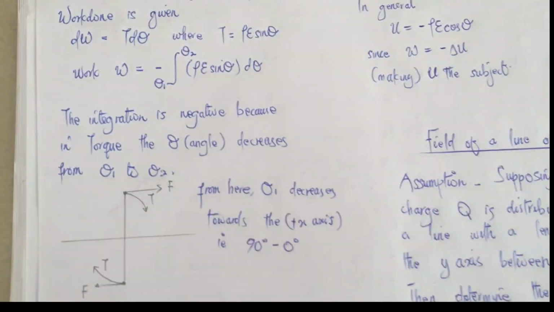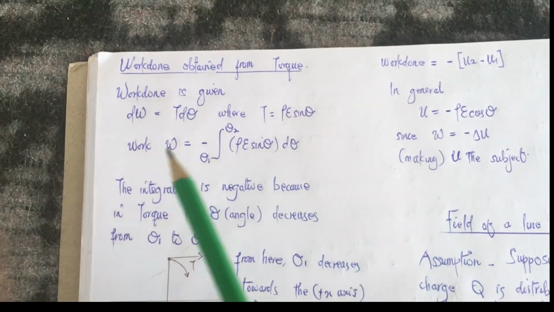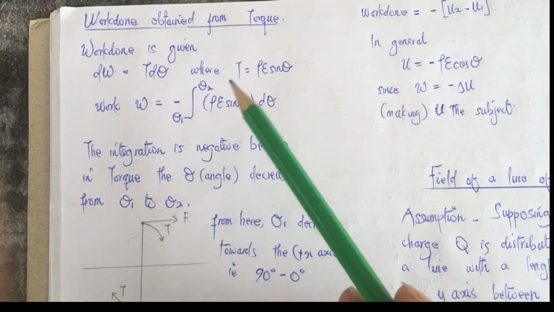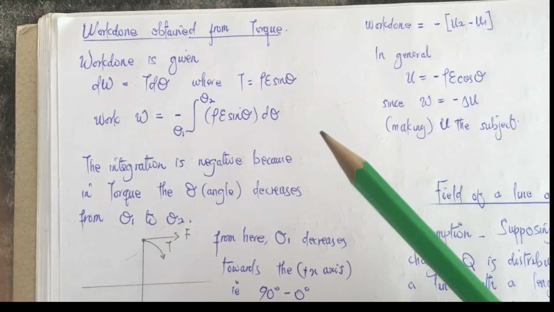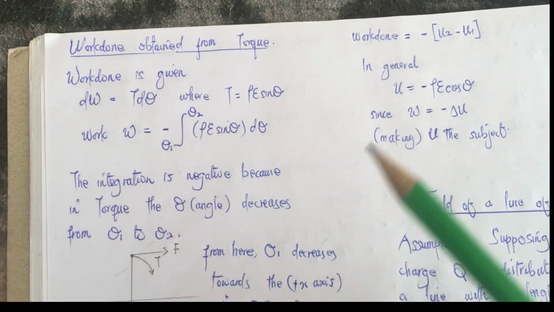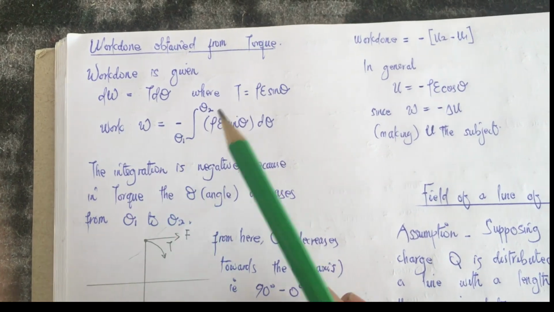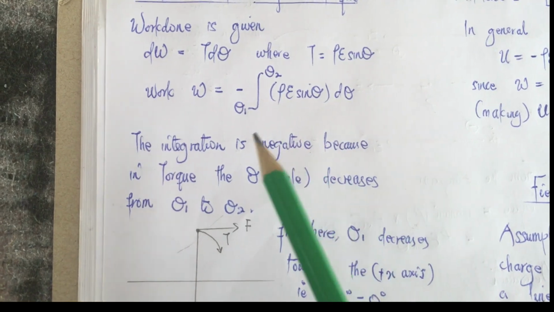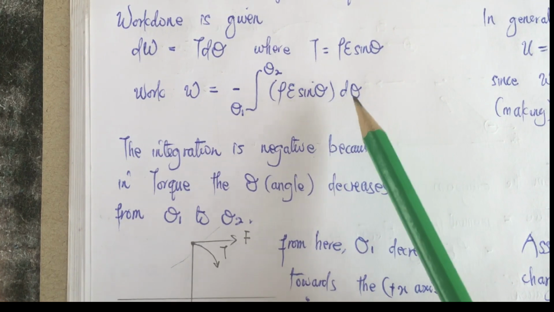Okay, so now let's move on to work done. Work done obtained from torque. When I'm talking about work done obtained from torque, our work done is given by dW equal to T, the torque, times d theta, the change in the angle, where T is equal to P sine theta, as we've derived earlier. Then our work done is equal to negative the integral from theta 1 to theta 2, multiplying this expression by d theta.